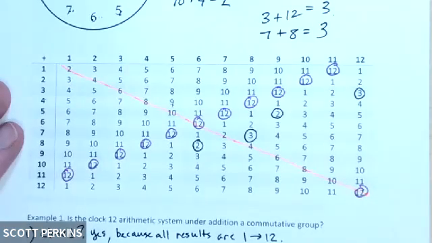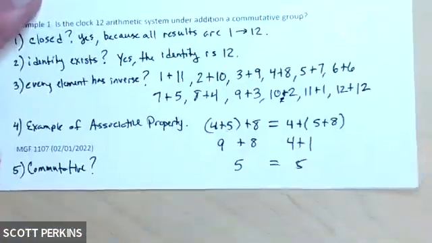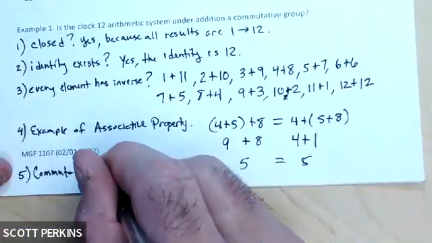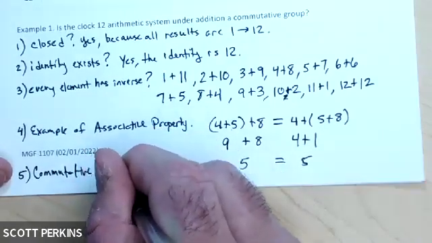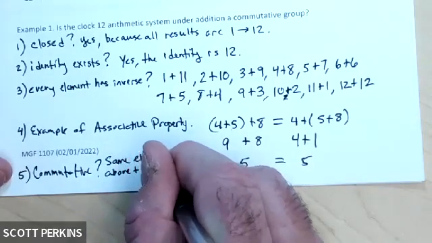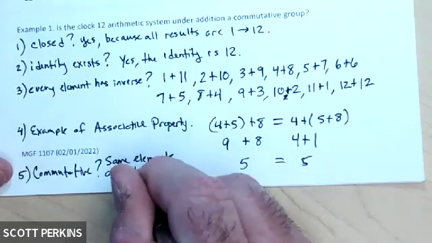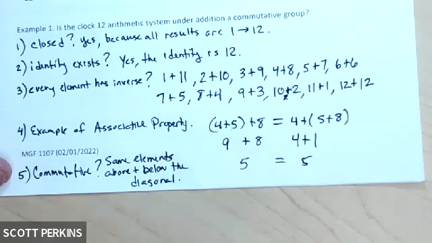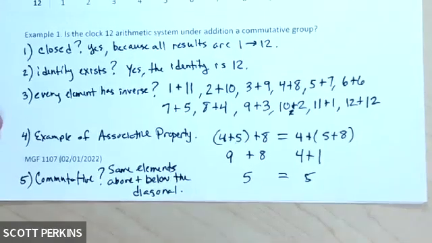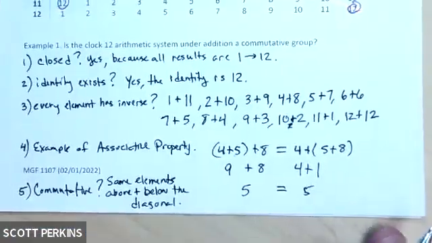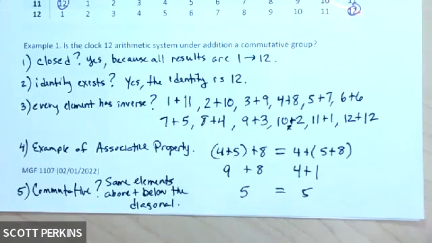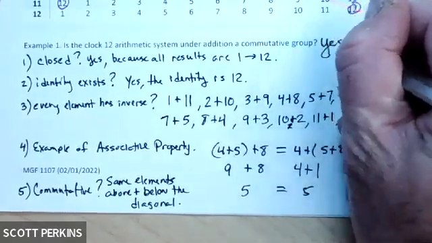And so that's how you know that this is commutative, and that's all you're going to tell me. It's commutative. How do you know? You have the same elements above and below the diagonal. So this has all the attributes of a commutative group. So the answer to the question, is the clock 12 arithmetic system a commutative group, is yes, indeed it is.